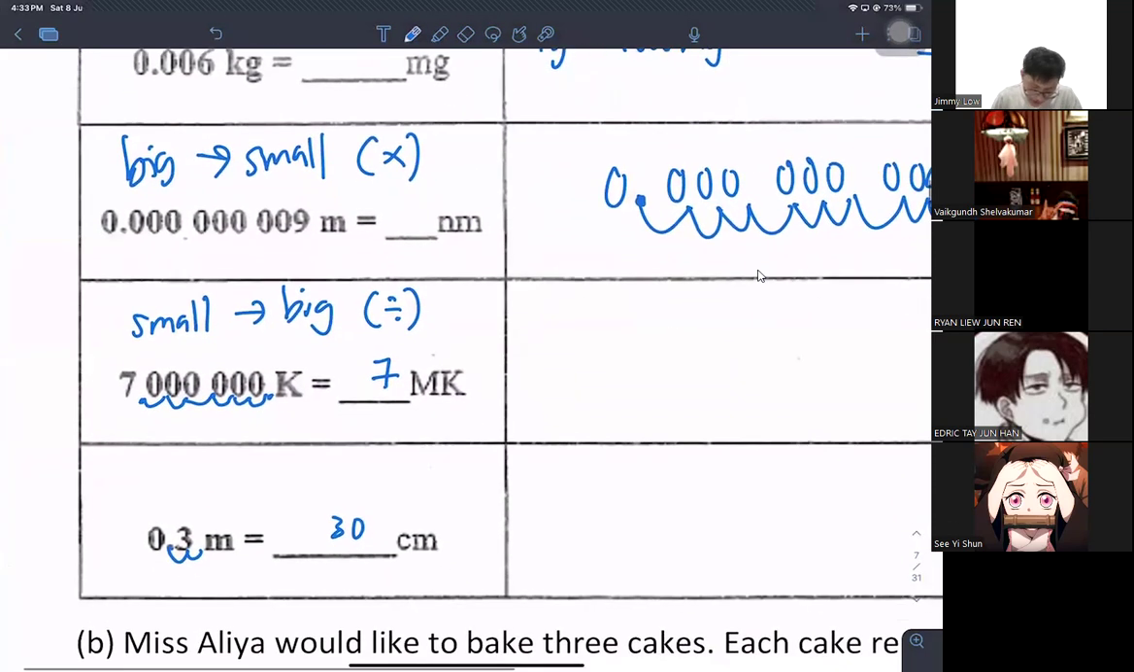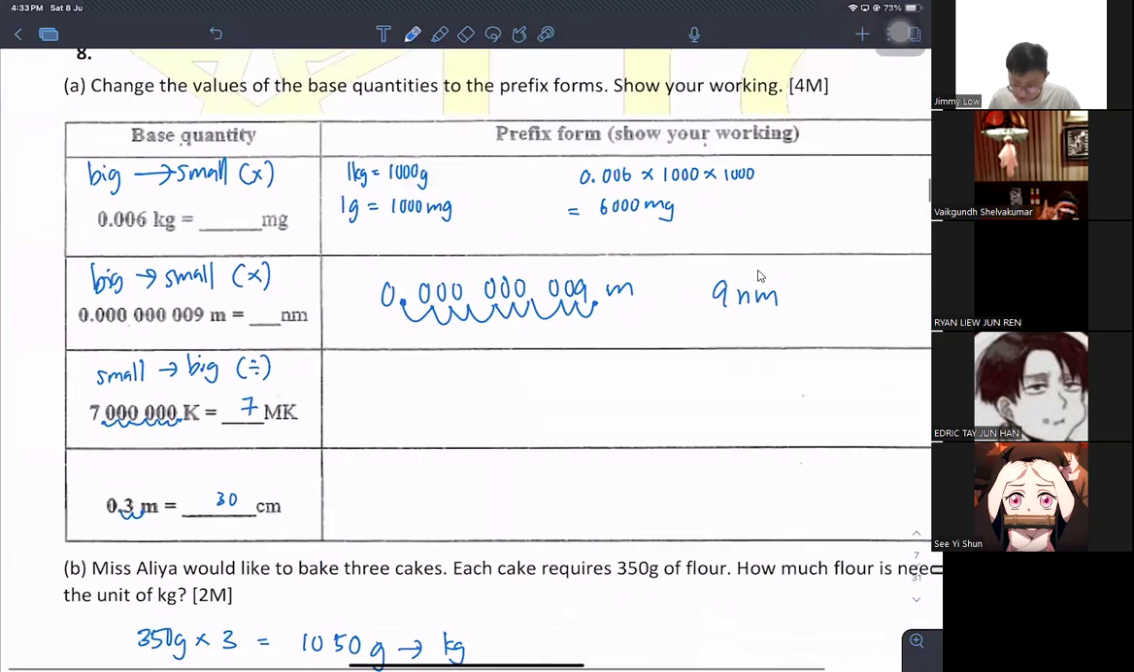The last one is easy. 0.3 meter, you have to convert to cm. Same thing here, it is from big to small. Centi is 2 zeros, so 30 cm. This one is very easy. What you have to do is the technique for this part only, whether it is from big to small or from small to big. Of course, you cannot simply write it this way. You still have to write out the calculation, something like this.